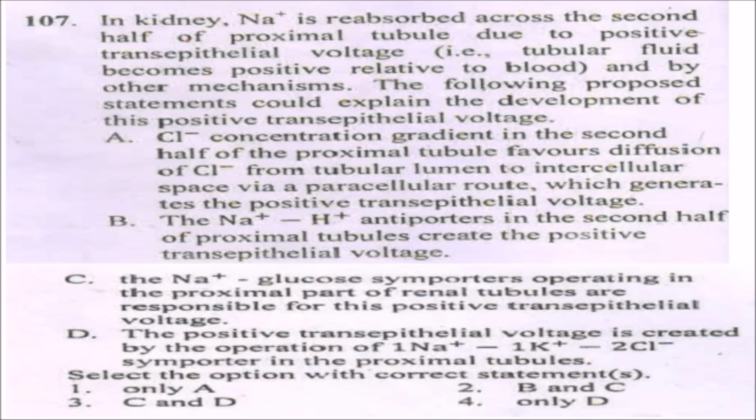Next question. In kidney, sodium ion is reabsorbed across the second half of the proximal tubule due to the positive transepithelial voltage and by other mechanisms. The following proposed statements could explain the development of this positive transepithelial voltage. Actually, transepithelial voltage is positive there because of the diffusion of chloride ion from the proximal tubules. So the only true statement here is A. So the answer will be number 1.